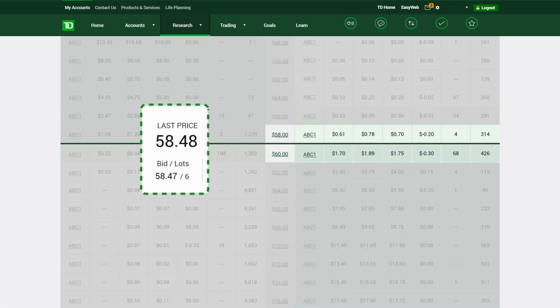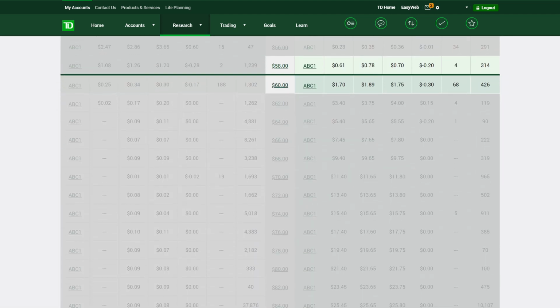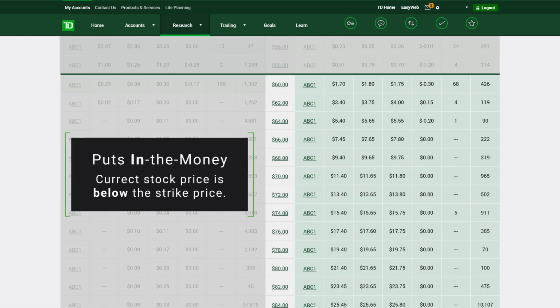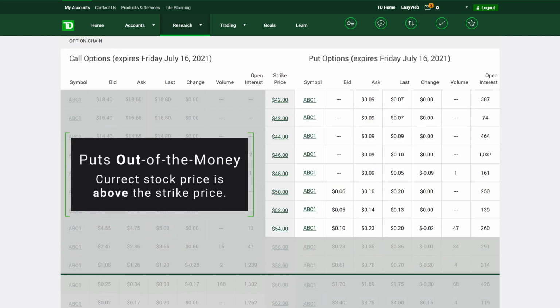Let's go back to the option chain to see what this looks like. A put is at the money when the underlying stock is trading relatively close to the strike price. All the puts with the current stock price below their strike price are in the money. And all the puts with the current stock price above their strike price are out of the money.